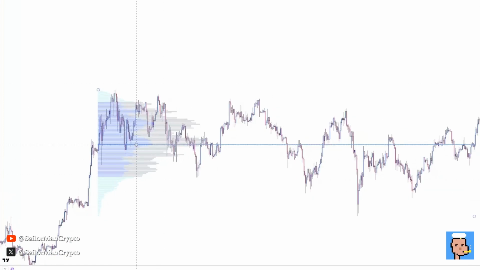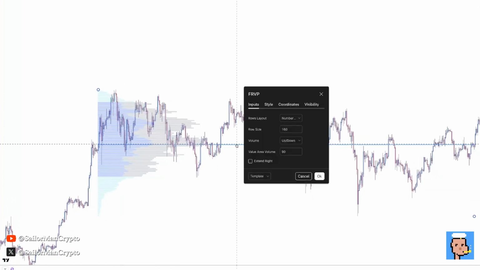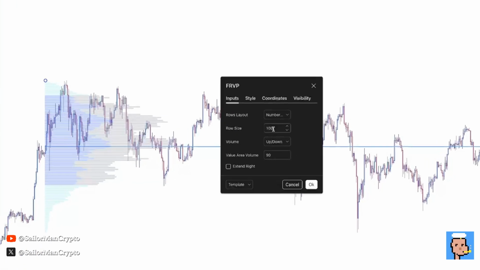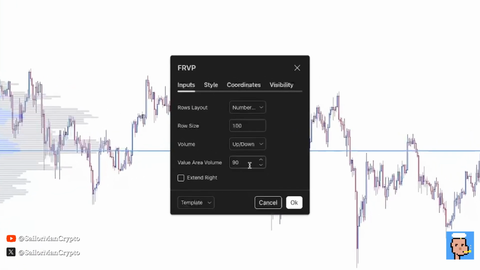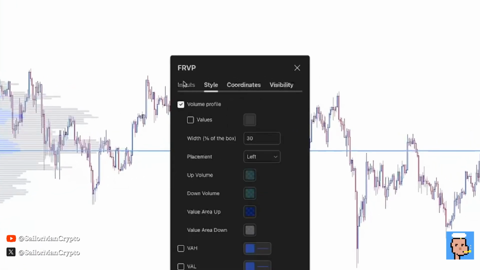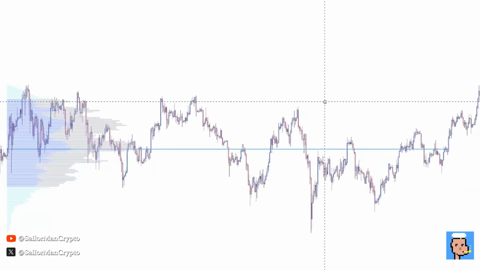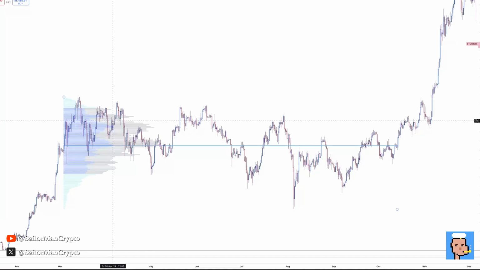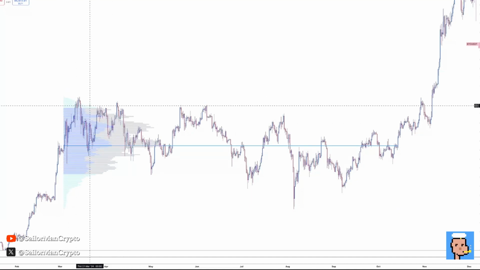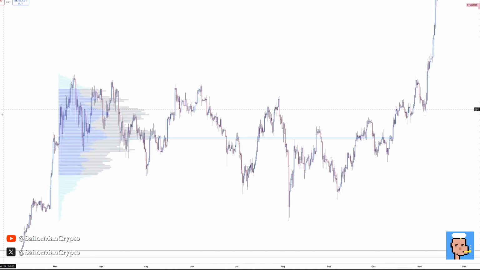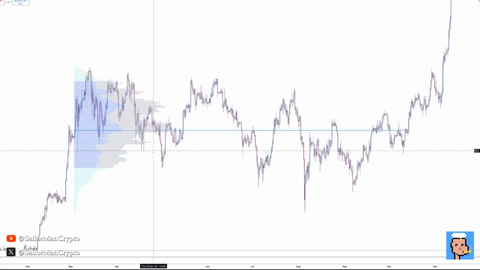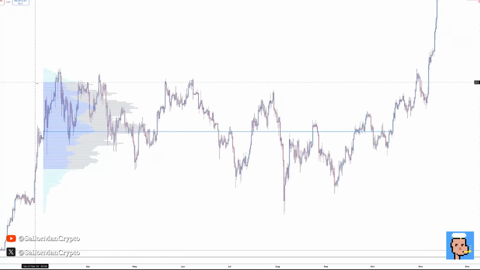So the settings I have are very basic. I keep row size 100, volume area 90. I try to keep a very basic indicator. So what does it show you here? It mainly gives you several pieces of information. It shows the volume exchanged compared to time and to price action. So the three major pieces of information that I collect from this fixed volume range are these.